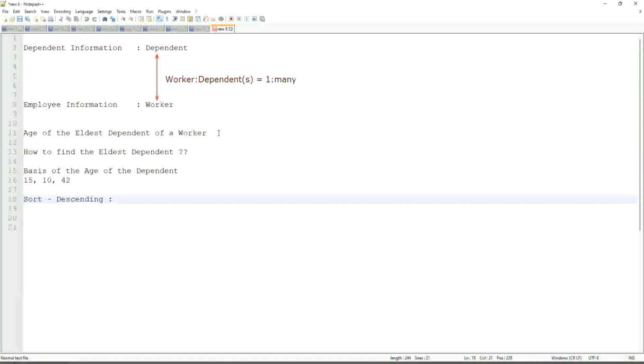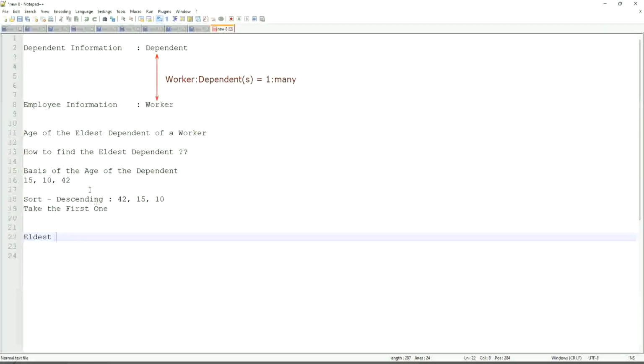If that is what you are going to do, then it will be sorted like 42, 15, 10. Right. This is with me. This will be the sorting. And then what would you do? Take the first one. Take the first one. So sort descending. Take the first one. That is equivalent to the eldest. Right. This is the eldest.